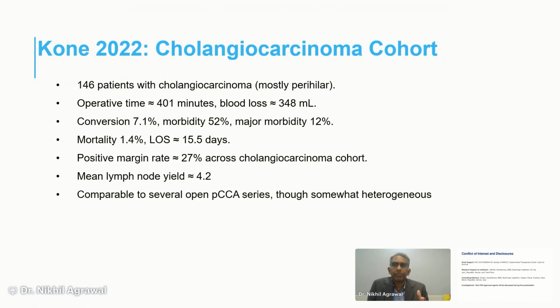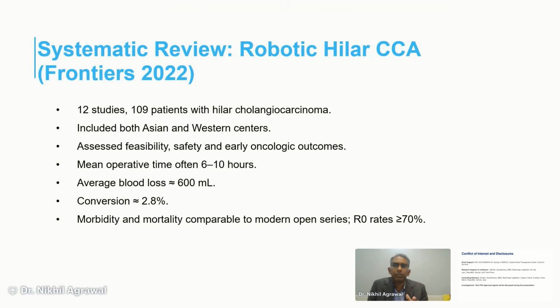Again, looking at the review done in 2022, 146 patients with perihilar cholangiocarcinoma, operative time was 401 minutes, blood loss 348 milliliters, and conversion was 7%, morbidity 52%, with a major morbidity of only 12%, and a mortality of 1.4%, with a hospital stay of 15 days. And lymph node yield was 4.2. So this data is almost comparable to the open cholangiocarcinoma series.